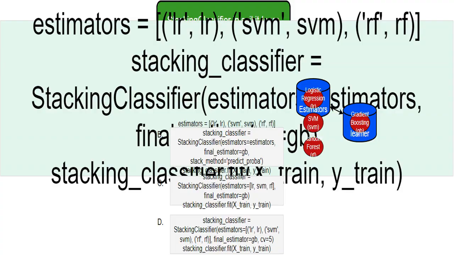I'm defining a list of my base estimators, each with a name, LR, SVM, RF, and the model itself. This is what I feed into the stacking classifier. It's the list of experts.